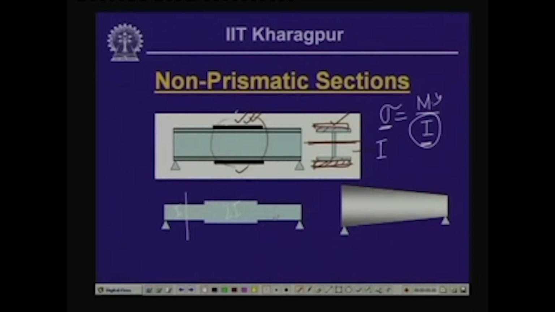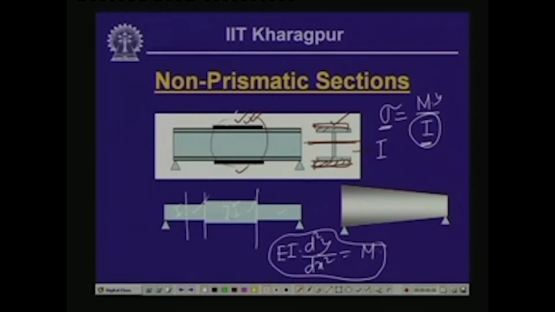So, thereby you have different values of moment of inertia in these regions, and as a result if we like to employ the differential equation, which is EI d2y/dx2 equals the moment, then we cannot employ a uniform expression for all the regions. We will have to write down this differential equation for different regions and we can compute it.